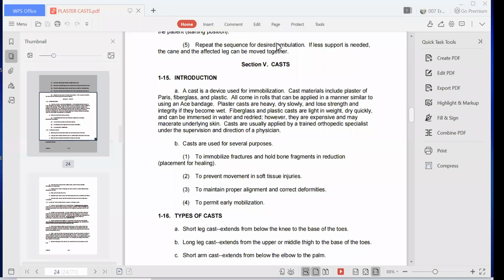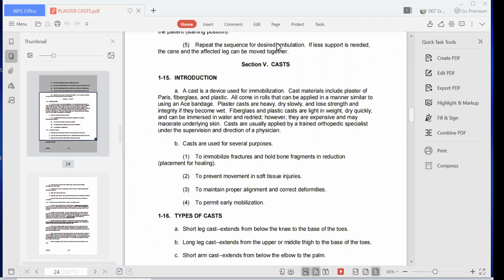First is to immobilize the fracture, to hold the bone fragments in reduction. That is when it is called closed reduction. We have discussed open reduction, closed reduction, if you remember. So it is used as a closed reduction, manual reduction. Once it is manipulated back into position, the plaster cast is wrapped around. Then, to prevent movement in soft tissue injuries, to maintain proper alignment and correct deformities, to permit early mobilization. So these are some of the very important purposes of cast.